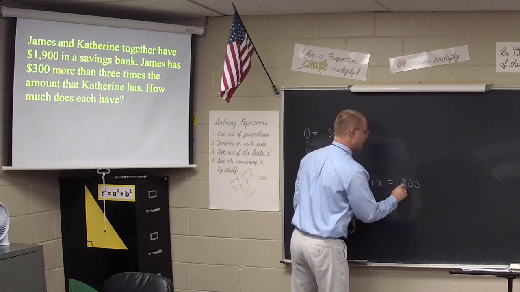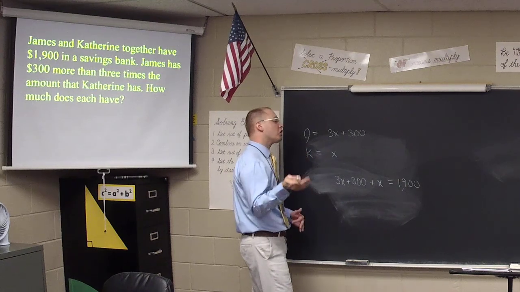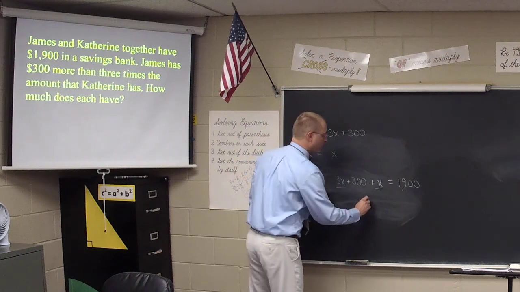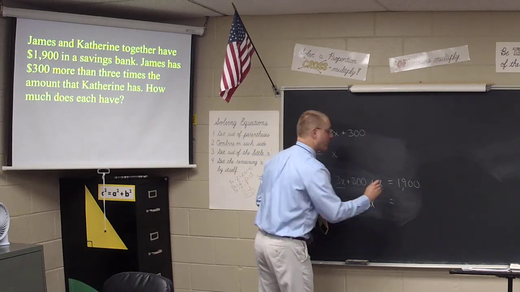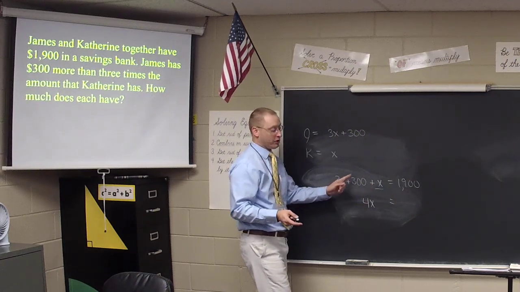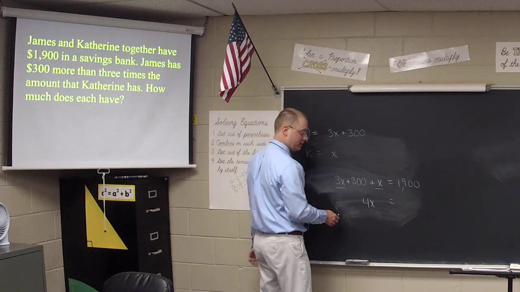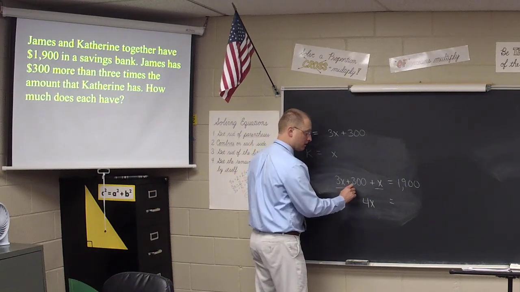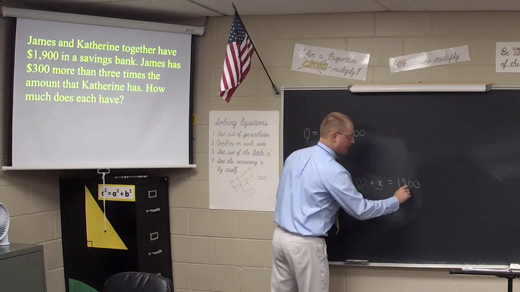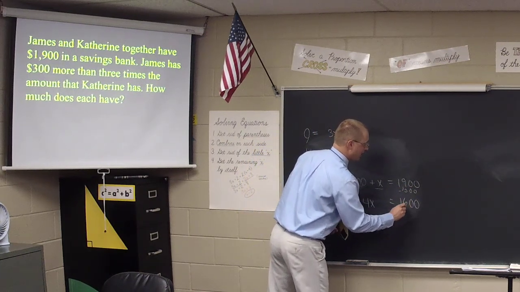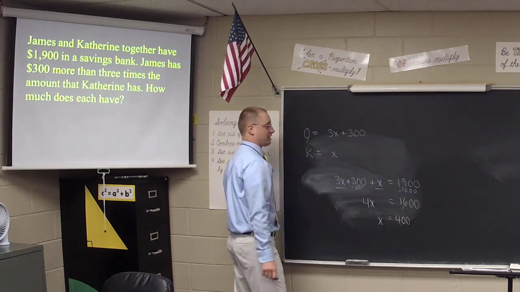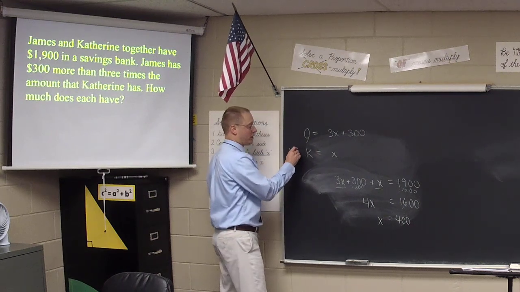There we go. We could take a shortcut and combine at the beginning to get 4x plus 300 equals 1900. But if we did it, we'll combine now to get the 4x. And at the same time, let's get rid of this 300. What do I do with the 300? Subtract it from both sides. I get 1600. And now we divide away the 4 to get 400. So who has 400? Catherine apparently has $400.